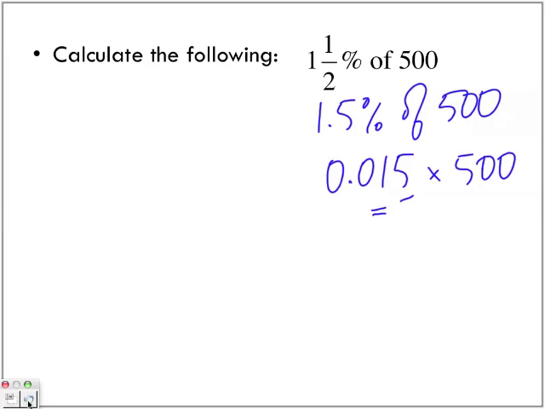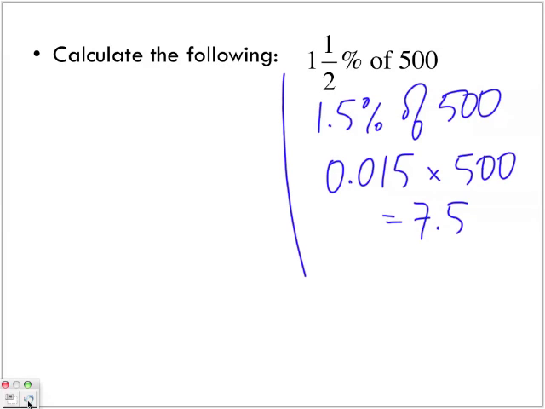750? 750? 7.5, thank you. I'm banking on you guys to type these numbers in. Okay, so 7.5. That's our answer. So technically, what's the test out of? It's out of 500, and we got 7.5 out of the 500. So you can test that out, make sure you're correct.